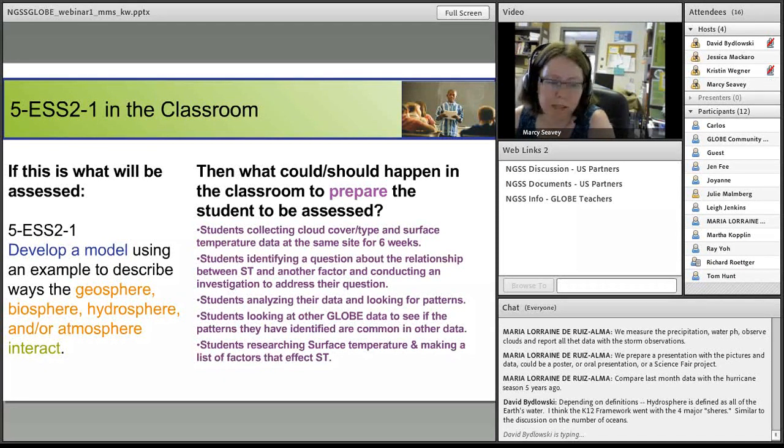So there are two ideas that come out of these examples. The student performance expectations are assessment goals, not a description of what should happen in the classroom, and there may be several different ways for different teachers to incorporate different GLOBE activities, protocols, and resources to prepare their students for assessment for any single student performance expectation. Are there any questions or additional ideas?